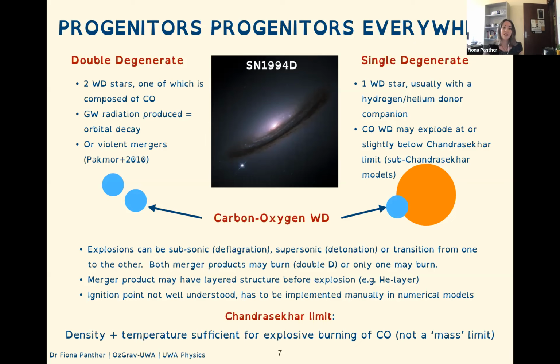It's actually a density and temperature limit. And it's the density and temperature such that you get explosive burning of the carbon and oxygen to nickel-56. So it's just something to bear in mind. And that's why we can get these sub-Chandrasekhar models, because you can still somehow compress stuff enough that you can be less than 1.4 solar masses and still burn explosively.